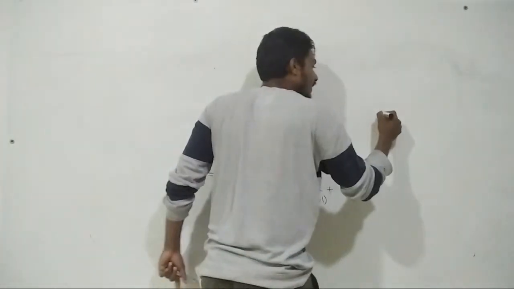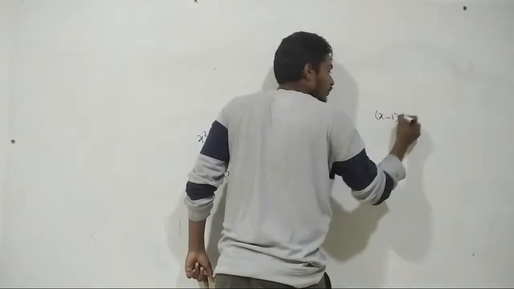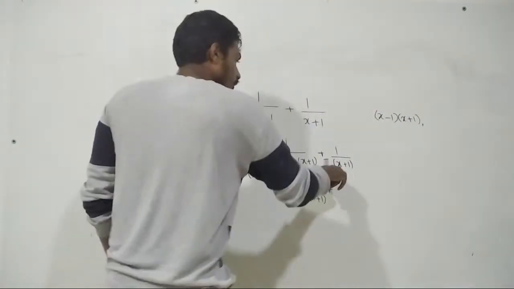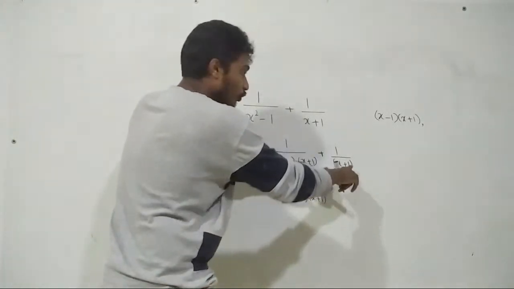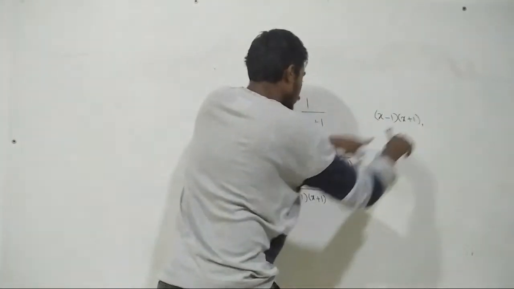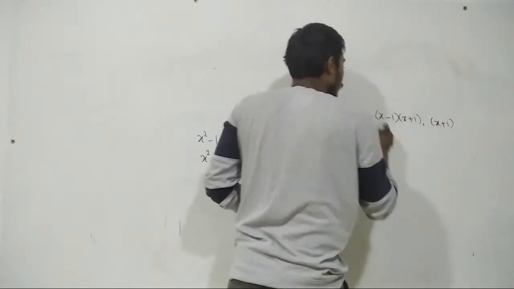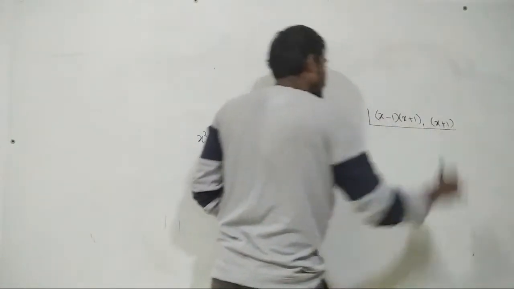We can use the technique x minus 1 into x plus 1. You can write the next number. We have already written x minus 1 into x plus 1, and now we can write x plus 1. So this is going to be that.